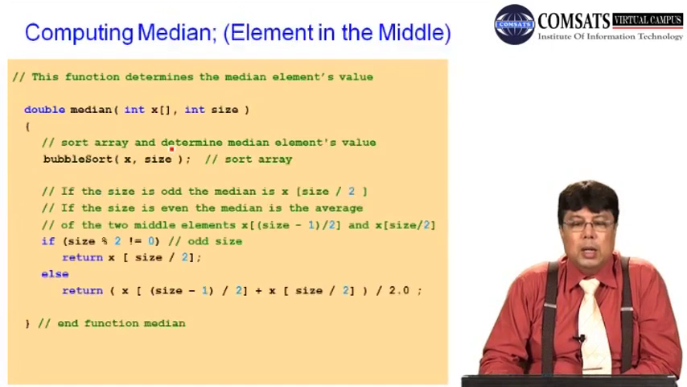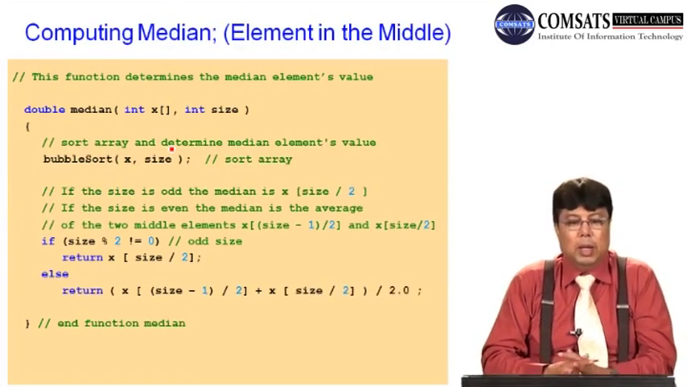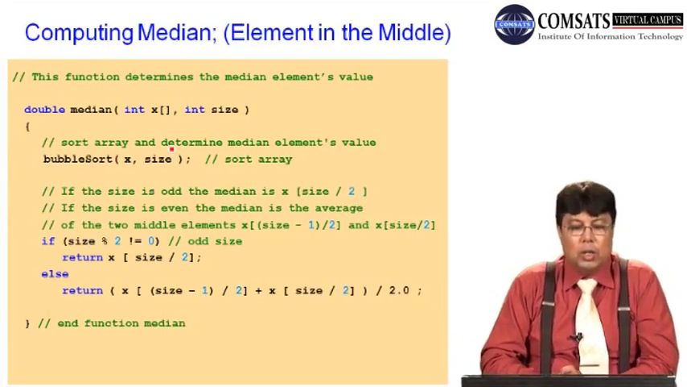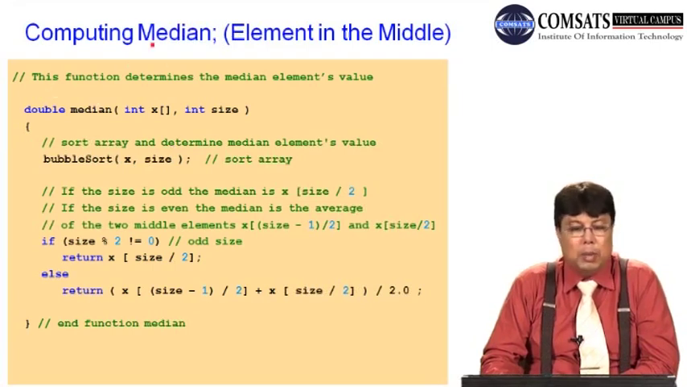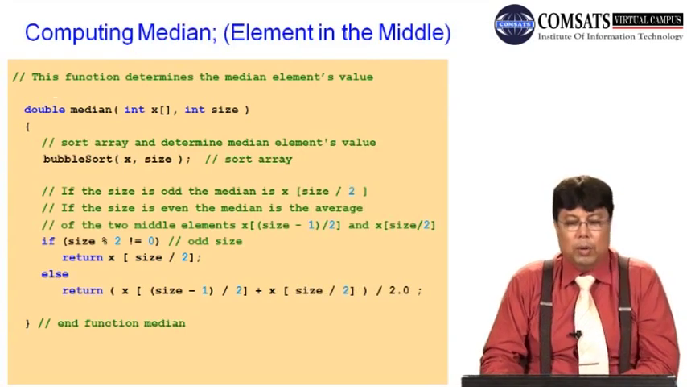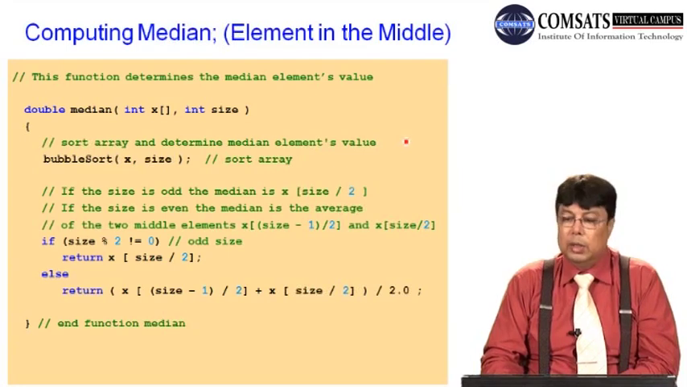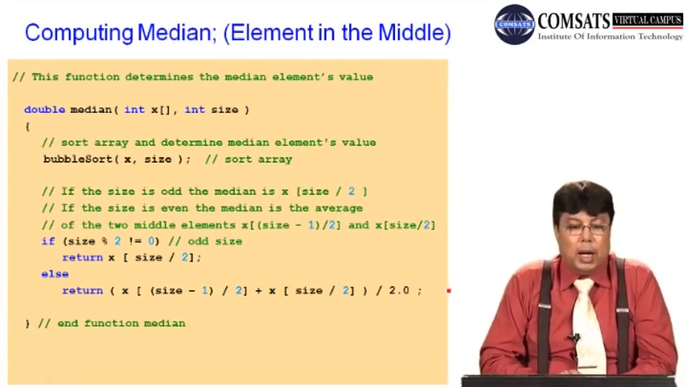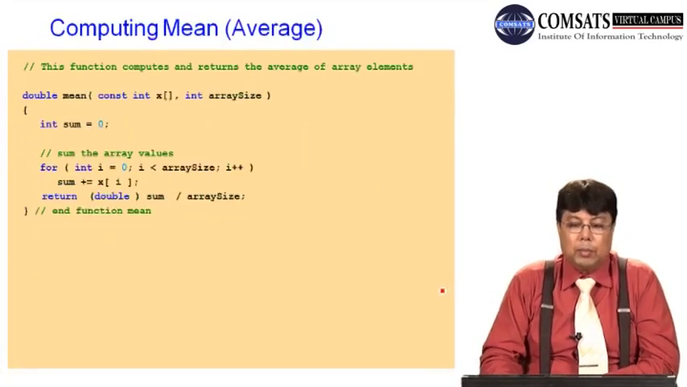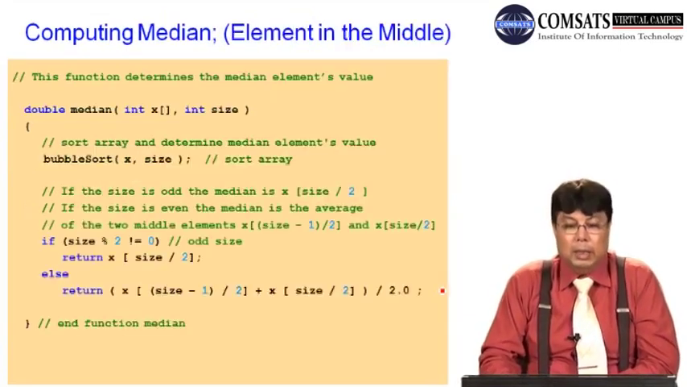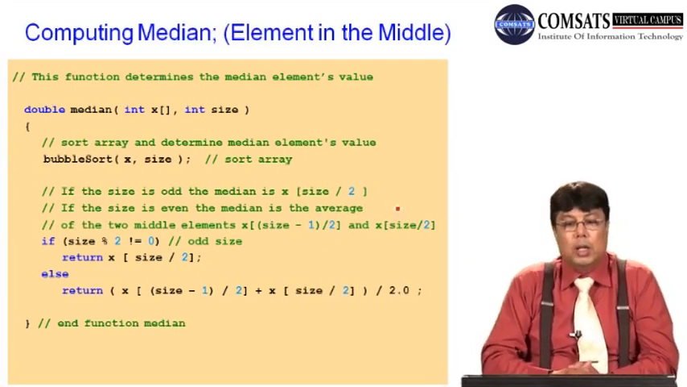So how can we compute a median? Remember, median is the middle element. For that, the data should be sorted. So first of all, we will call, suppose, a function called bubble sort, and in the bubble sort we will sort our data elements, and after sorting the data elements we can compute the median. You know that median is the middle element, but in order to find the middle element, our data should be sorted.